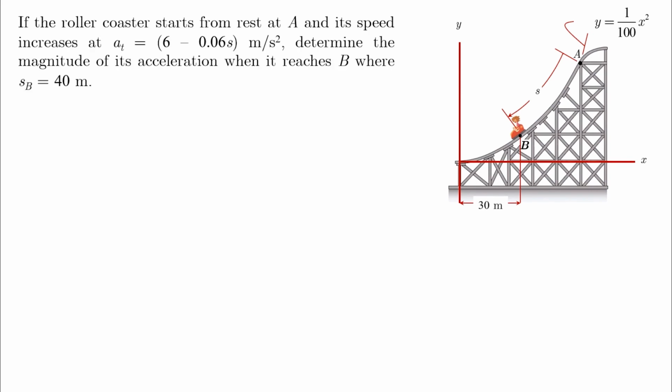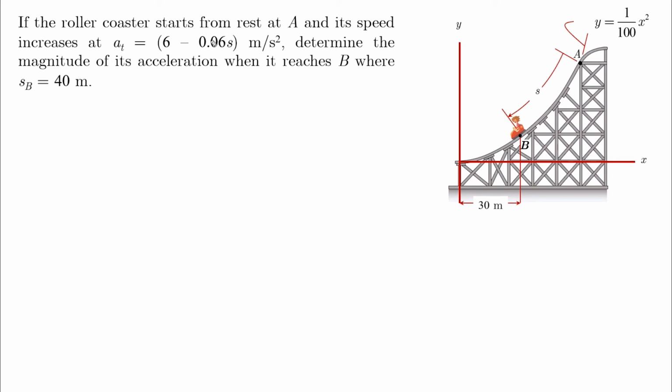If the roller coaster starts from rest at A and its speed increases at at equals 6 minus 0.06 s, and pay attention here that the tangential acceleration is not constant, so you cannot use the constant acceleration equations. Determine the magnitude of its acceleration when it reaches B, where SB equals 40 meters.